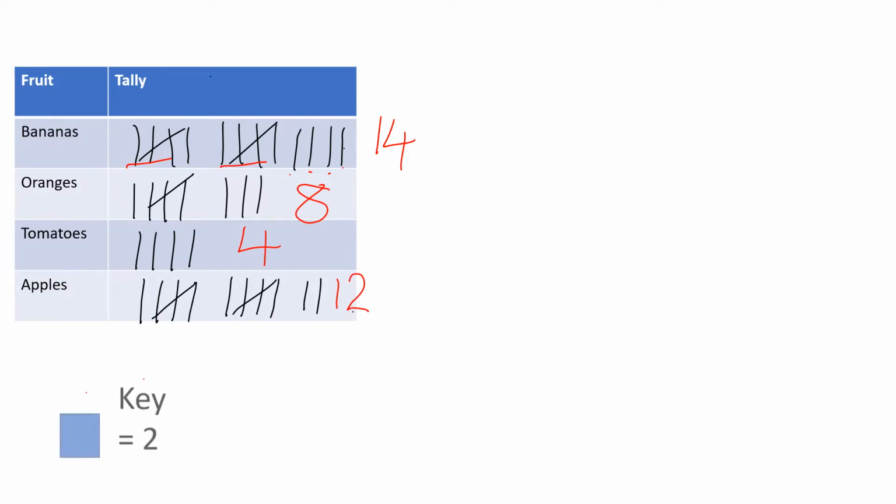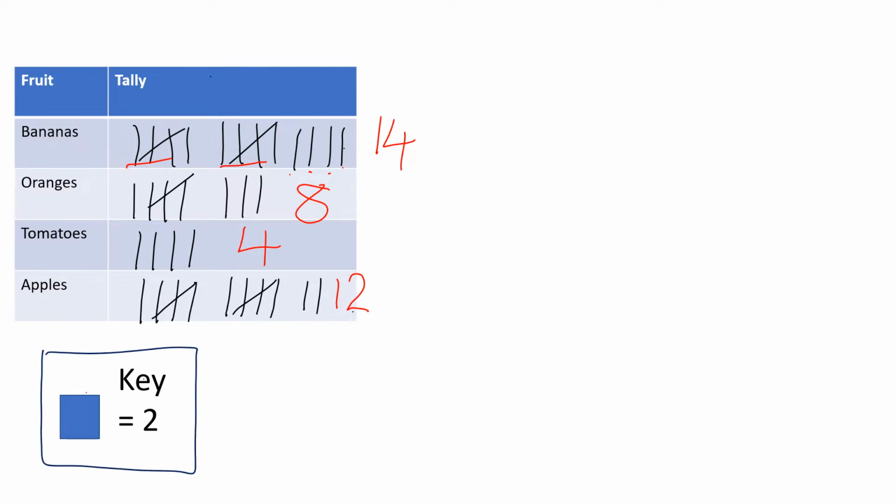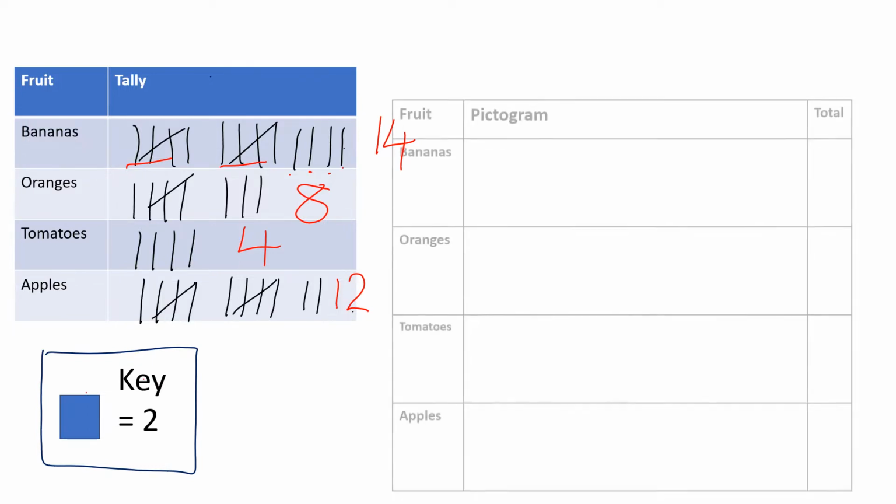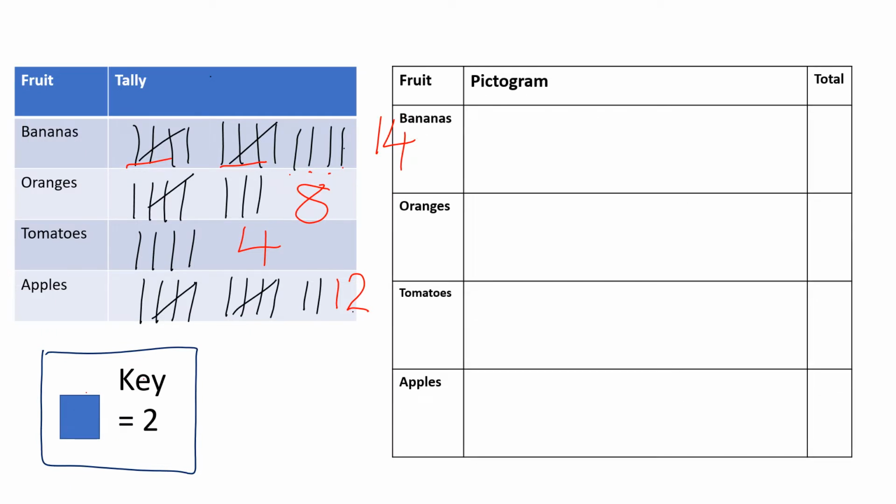Now, I want you to notice this down here. This says the key. And you're probably thinking, what does that mean? So it's a square and it says equals 2. Now I want you to remember this when we look at the pictogram. So I'm going to bring up the pictogram. Let me just move that 14 out the way. So put 14 there.